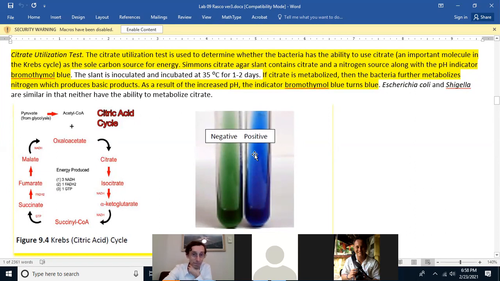If it can't utilize citrate and the nitrogen source, it won't grow and it will be green, and that's negative for the citrate test. And citrate is looking at the production of citrate in the Krebs cycle or the citric acid cycle, shown here.